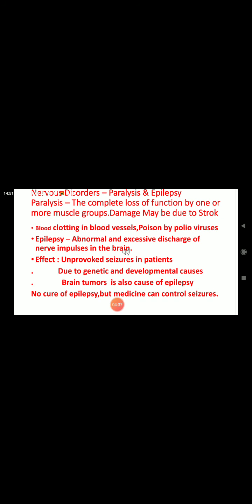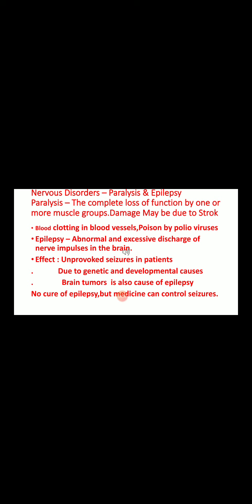We are going to discuss nervous disorder. There are two types, paralysis and epilepsy. Paralysis means the complete loss of function by one or more muscle groups. This damage may be due to the stroke or blood clotting in the blood vessel, or poison produced by the poliovirus. Sometimes the blood vessel break in the brain that result in the stroke, and it leads to the permanent damage to the nervous system that leads to the paralysis.